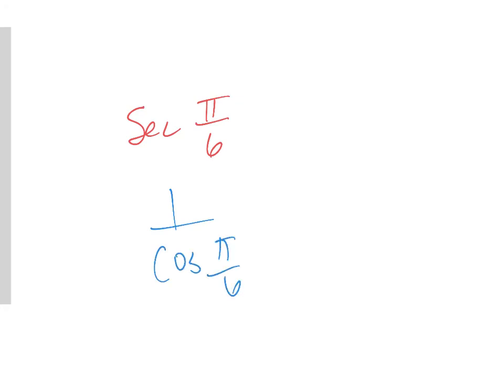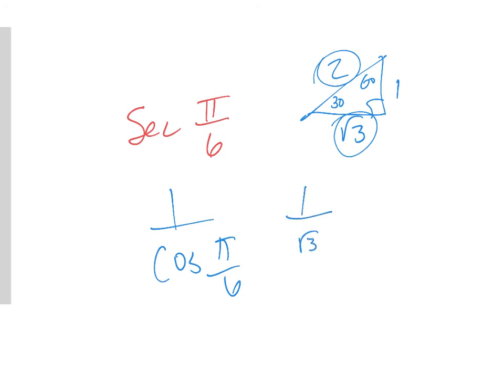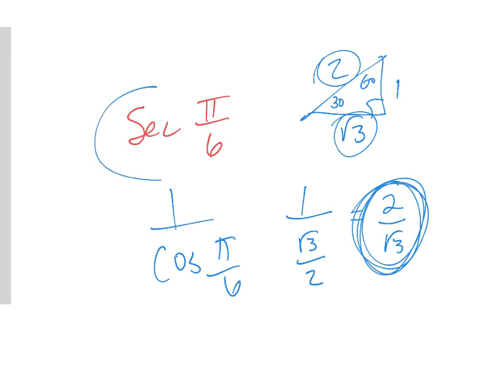Nice. And if I wanted to do cosine of pi over 6, I would like to get a triangle first to get pi over 6. That's like a 30, right? So this is a 30, 60, 90, and then this is a 1 and a 2 and a square root of 3. And pi over 6 is like 30. And so cosine of 30 is root 3 over 2. So 1 over root 3 over 2. And then that means flip it over: 2 over root 3. That's your answer for your secant question.